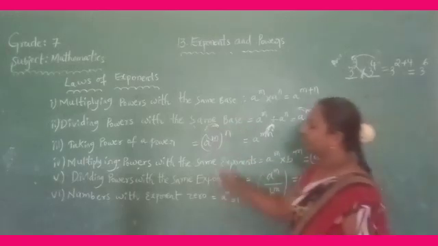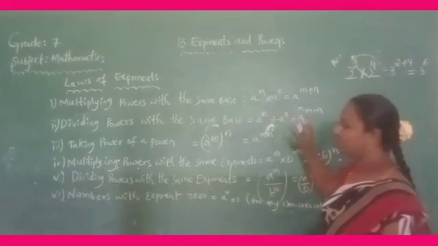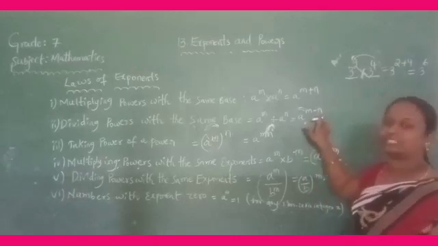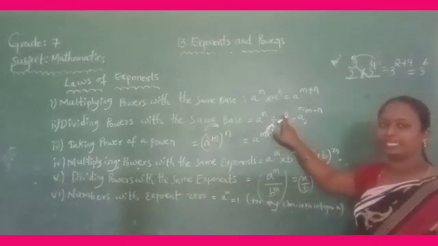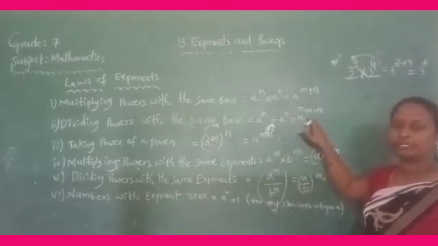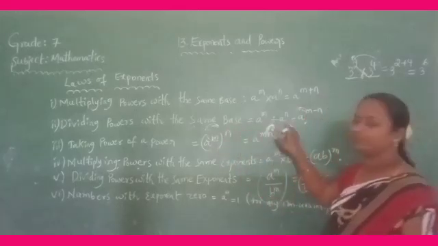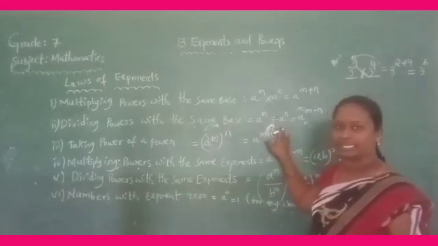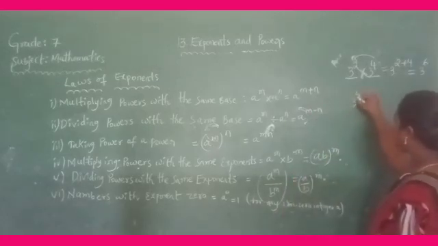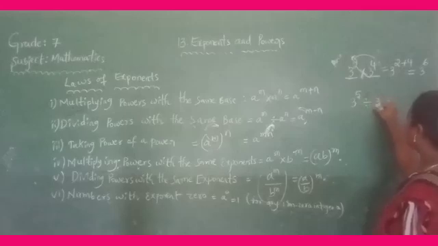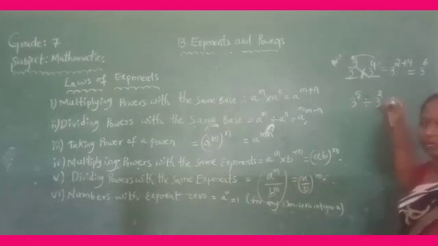Dividing powers with the same base. In the division, if the bases are the same, the powers you have to subtract. That is a to the power of m divided by a to the power of n is equal to a to the power of m minus n. Whenever you are dividing the exponents, if the bases are the same, the exponents should be subtracted. For example, 3 to the power of 5 divided by 3 square, or any cube you can take, 3 cube or 3 square.